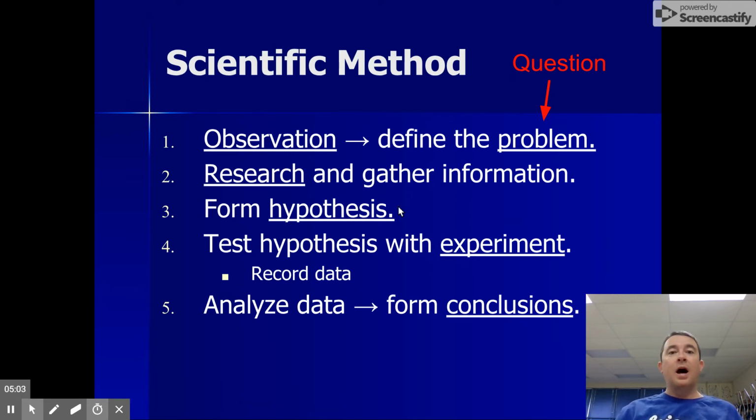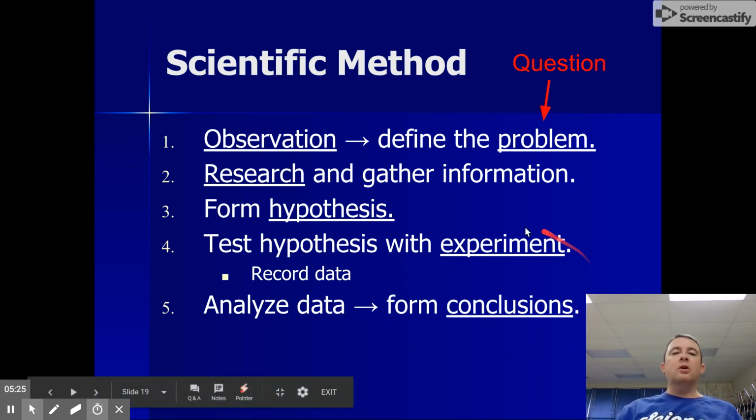Apparently, it is not the correct answer. And that's okay. That does not equal failure in science, because once you realize that your hypothesis is not correct, you simply circle back to the research step. You gather more information and you form a new hypothesis. And then you test that.